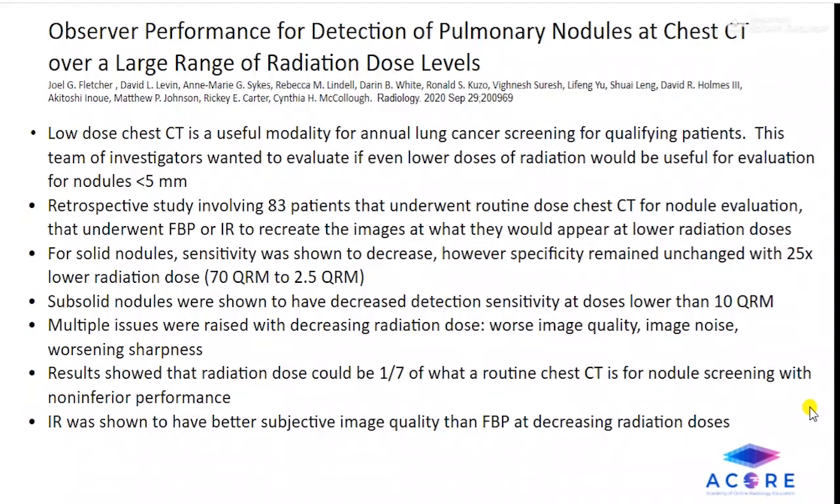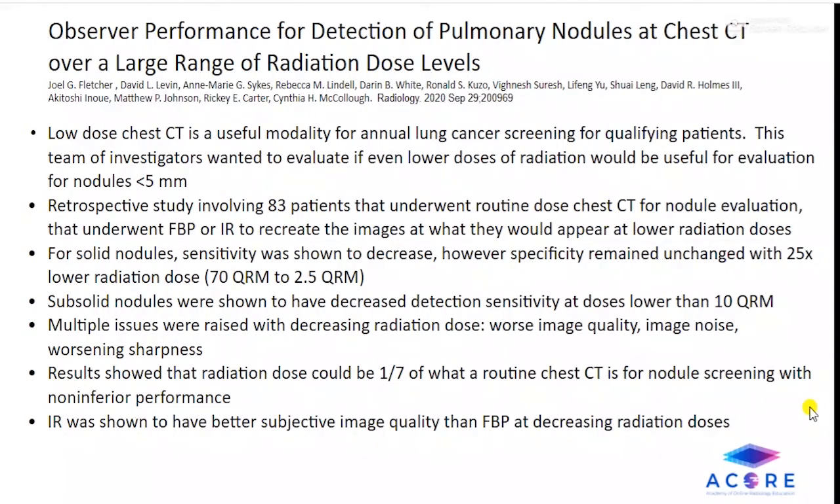Additionally, it was shown that sensitivity for subsolid nodules is significantly decreased for all dose configurations less than 10 quality reference milliamperes, p-value is 0.05. But also, multiple issues were raised during evaluation of the decreasing radiation dose scans, including lower overall diagnostic image quality, greater image noise, and worsening sharpness.